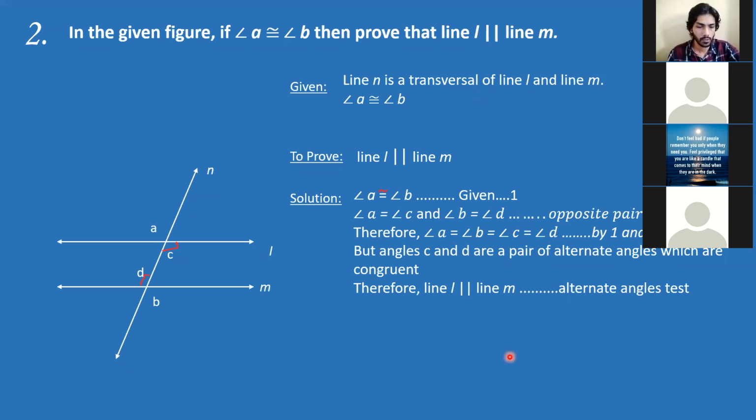If you have any questions till now, you can ask me. If not, then put a yes in the chat box so that I can understand you have understood, so that I can move ahead.